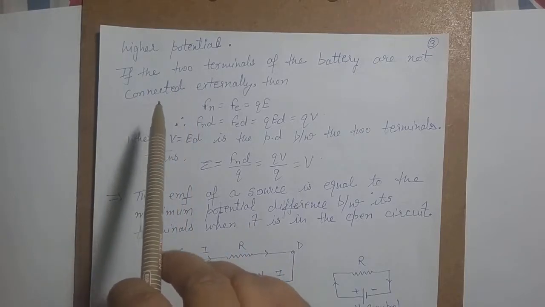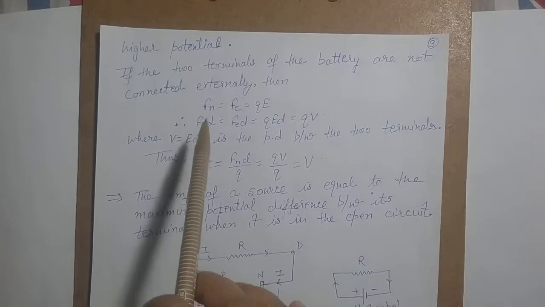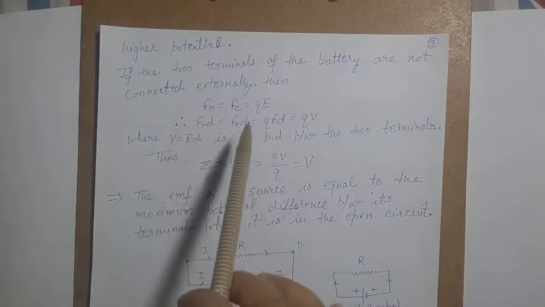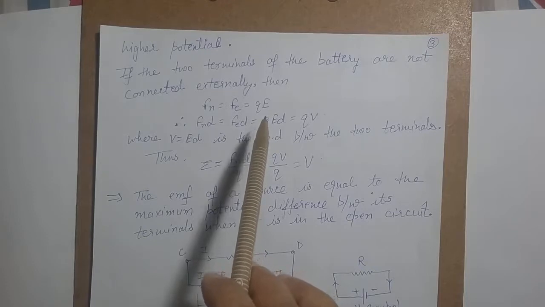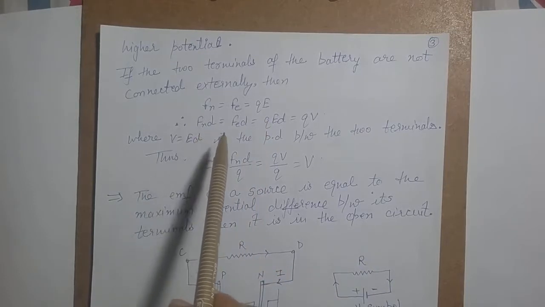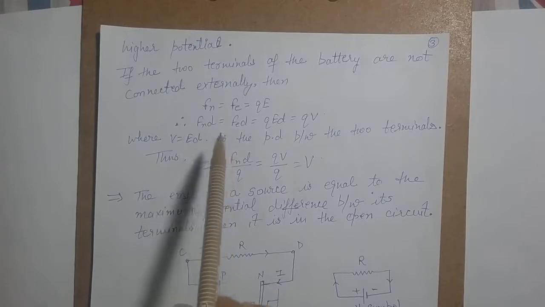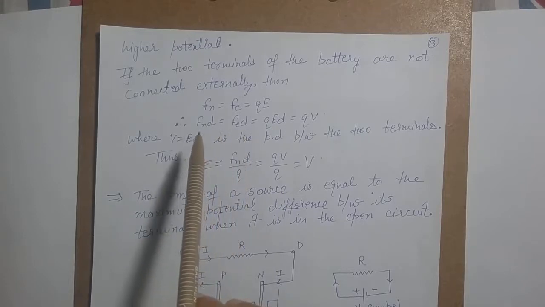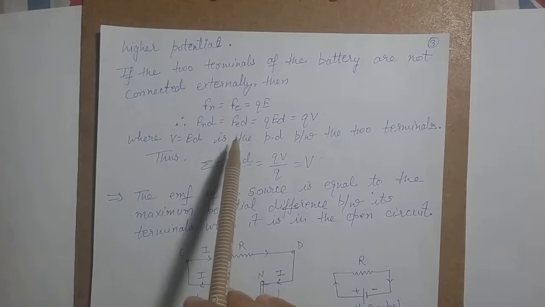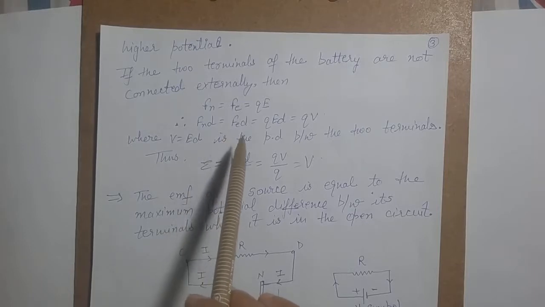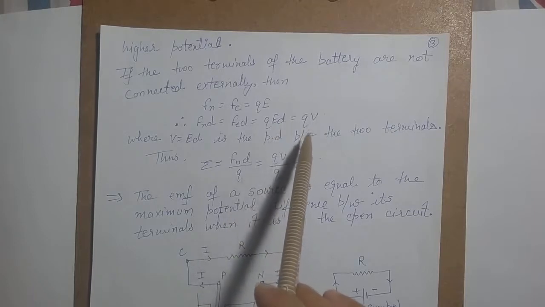Now, if these two terminals of the battery, A and B, are not connected to an external source, in that case the two forces will be equal, and there will be an electric field between the terminals. So we can say that Fn d and Fe d is equal to Q into E into d, that is the force into d. Now this is the work done. So the work done in moving the charges from the negative to the positive plate is equal to the work done moving the positive charges from the positive plate to the negative plate, and that comes out to be charge into potential, because we know that E into d is potential.